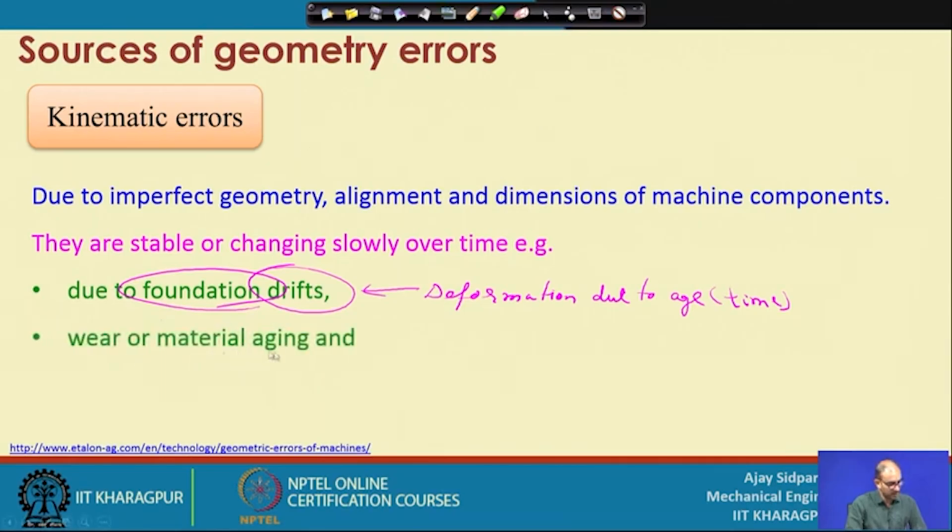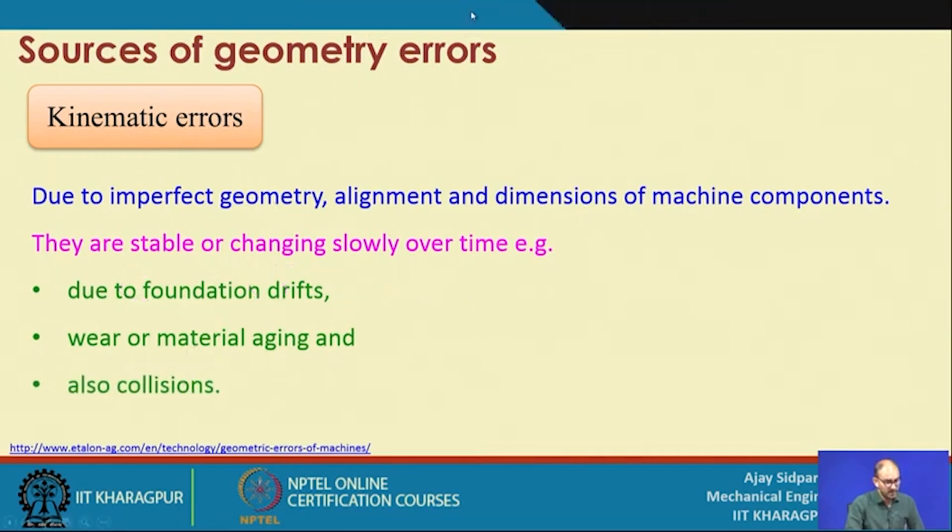And wear or material aging, because all the materials you are using in the construction of the machine tool may wear because of aging. Aging means that with respect to time these materials get into a very unstable condition. So, you may get some type of kinematic errors after a long time, and also by collision, because we know that when you do machining at a very high rate.